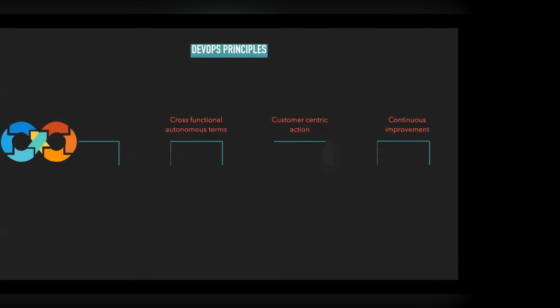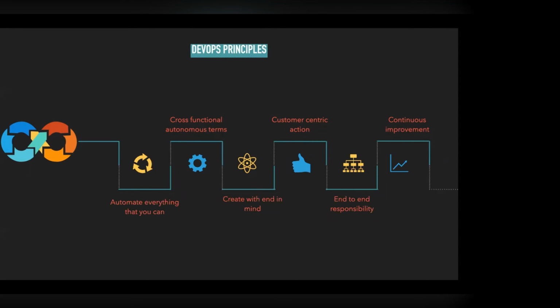Here are the DevOps principles that we have. As I mentioned, try to automate everything that you can, cross-functional autonomous teams, create with the end in mind, customer-centric action, end-to-end responsibility, and continuous improvement. You can see the continuous improvement on YouTube by watching the Lightning Talk by Parag Katkar. He showed how to work with Git, continuous improvement, and Jenkins. So you can see it if you want.